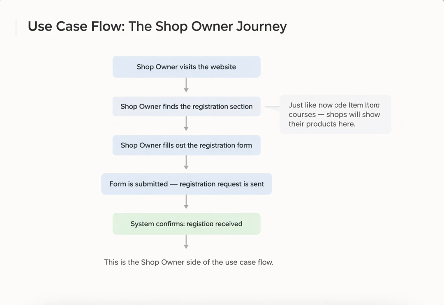The instructor draws a comparison here to CodeAtom, a learning platform where courses are displayed. In the same way that courses are shown on that platform, the shop's products will be displayed on our e-commerce site. So the shop owner submits the form, and that triggers the next part of the flow.